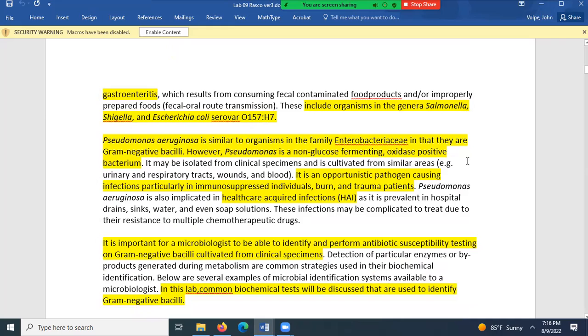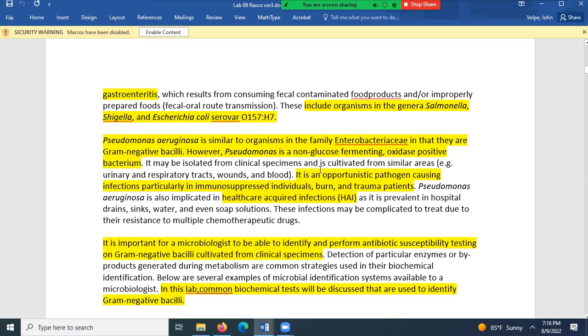The Enterobacteriaceae are similar to Pseudomonas, Pseudomonadaceae, but this family, especially Pseudomonas aeruginosa, they're all similar to each other in that they're small gram-negative bacilli. However, the members of Pseudomonas do not ferment glucose. They're all oxidase positive.